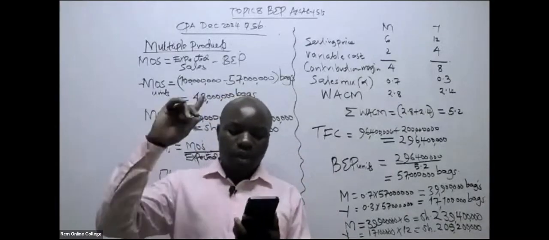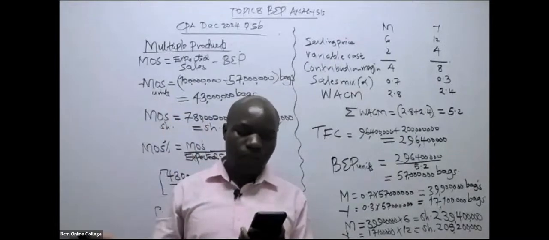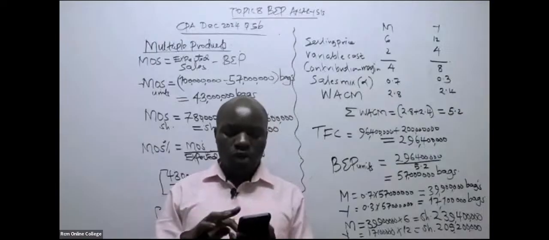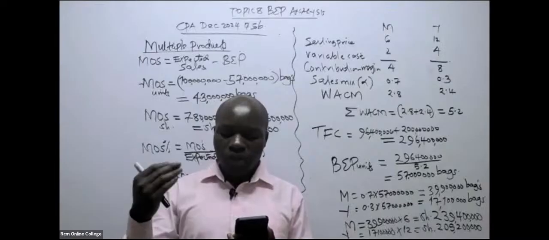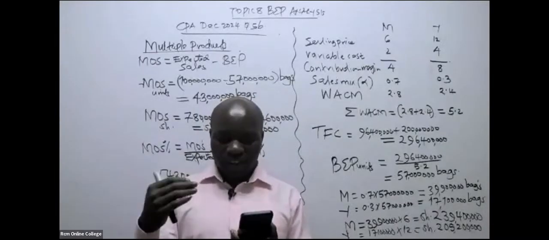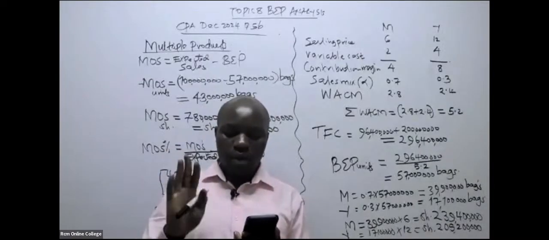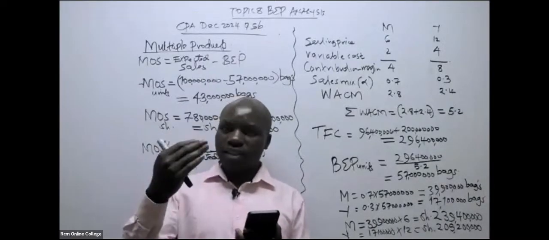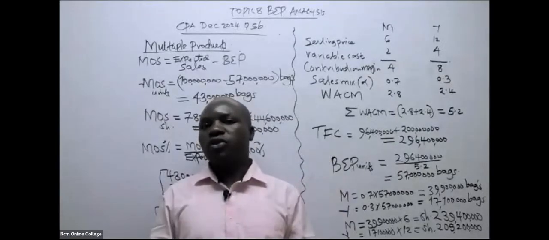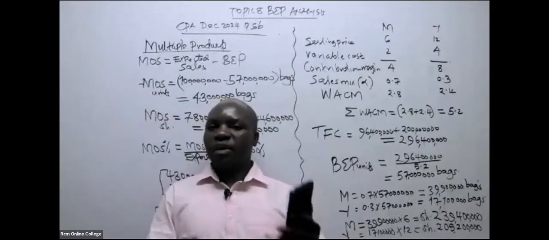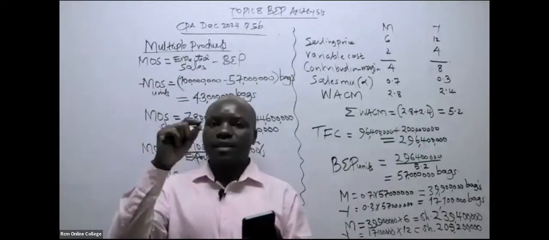Now, the selling price is 6 shillings for M, 12 shillings for Y, variable cost 24, contribution 4 shillings and 8 shillings respectively. Below that, we have fixed costs, 96,400,000, 200 million for Y. Then below the fixed cost, we have units sold. And because these are budget, that is now the expected sales. That's the standard sales or budgeted sales.